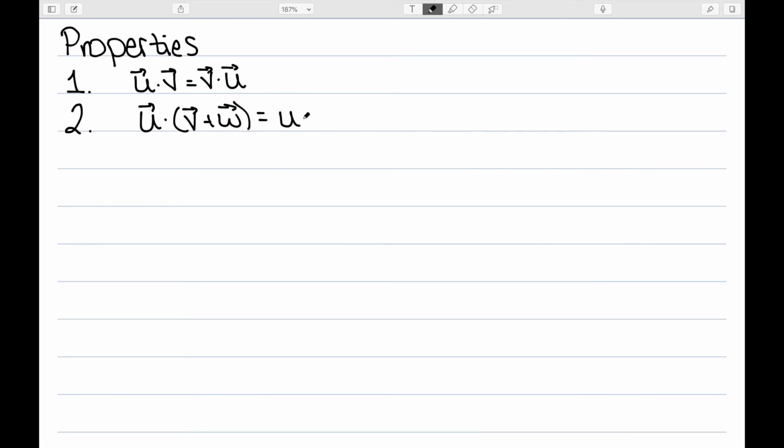A few quick properties about the dot product. First, u dot v is equal to v dot u. Switching the order here doesn't matter. It is commutative. The second one, we do have a distributive property. u dot (v plus w) is equal to u dot v plus u dot w. So the distributive property here does hold.